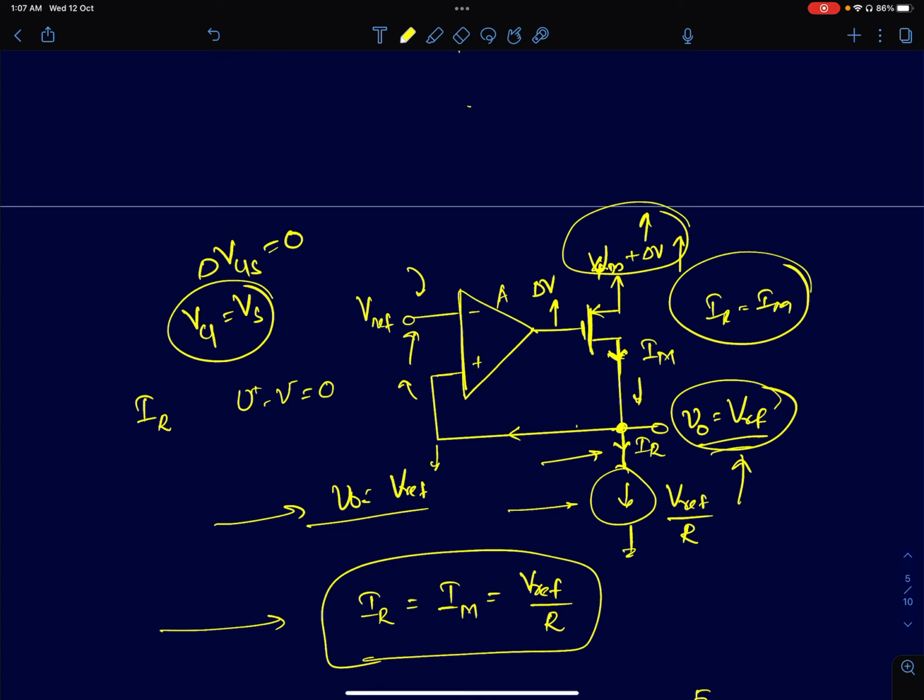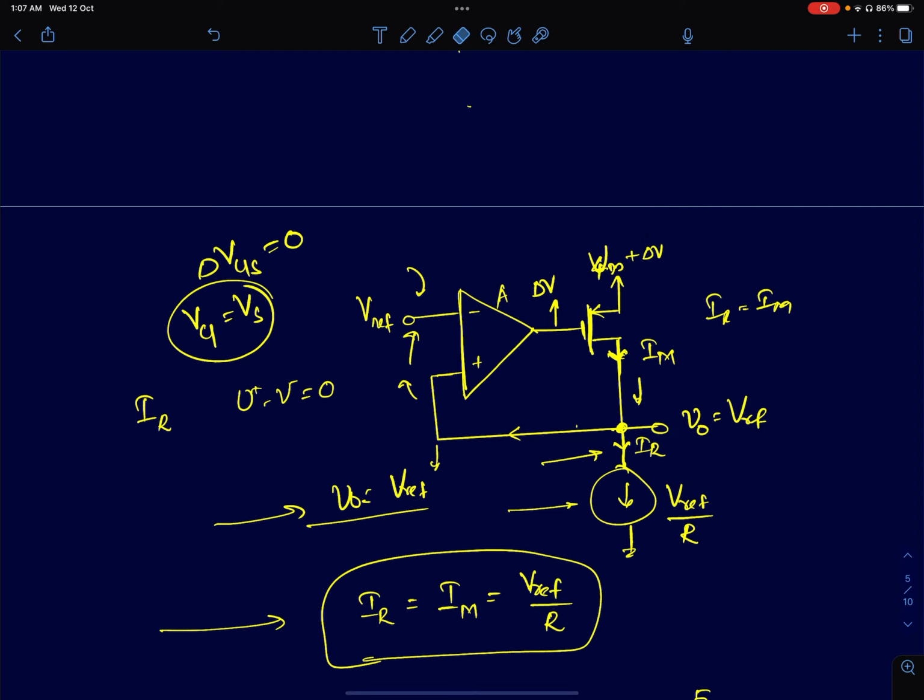Okay, so this is an interesting property here. What I've discussed right now is that if I change the supply by delta V, there will be no change in the circuit. The current in the resistor will still be Vref by R, and the current flowing through the MOSFET will also be equal to Vref by R, and that directly follows from Kirchhoff's current law.